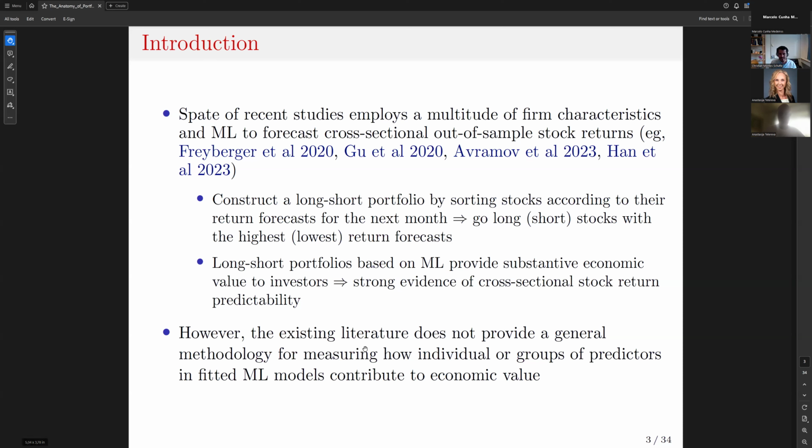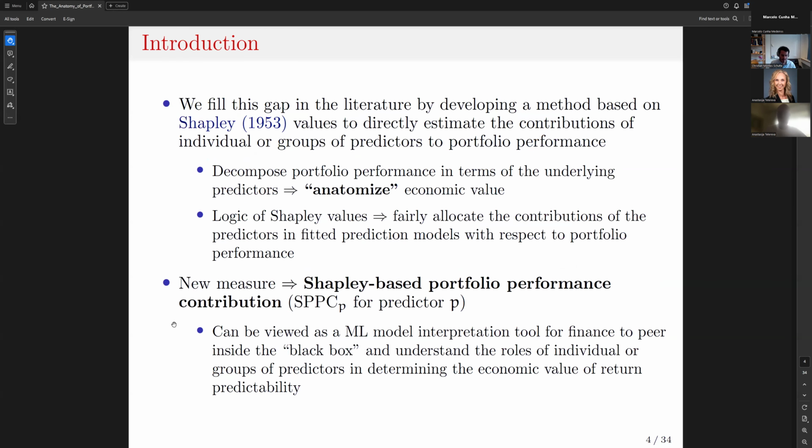However, the issue is that the literature does not provide a general methodology for measuring how each individual predictor in the model, or groups of predictors, contribute to this economic value, however you are measuring economic value, because there are obviously many ways to do this. So we fill this gap in the literature by developing a method based on an idea from Shapley game theory back in 1953 to directly estimate the contributions of individual or groups of predictors to portfolio performance.